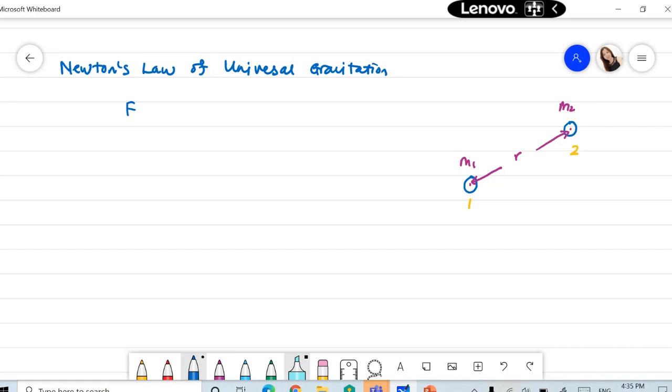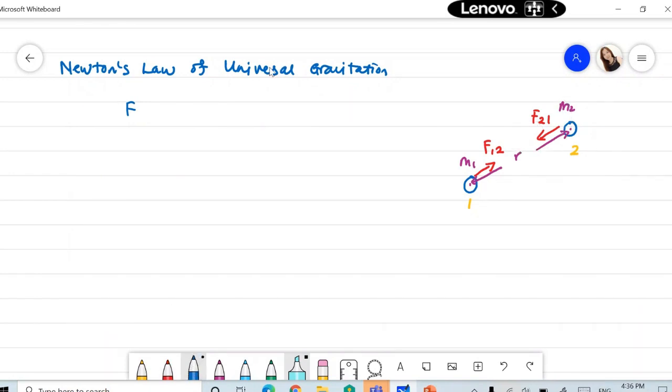So according to the universal gravitational law, there is a gravitational force exerted on object 1 due to object 2, and there is also a gravitational force exerted on object 2 due to object 1. These two forces act in opposite directions. Let's call this one F on 1 due to 2, and the other one F on 2 due to 1. We call this force the gravitational force.